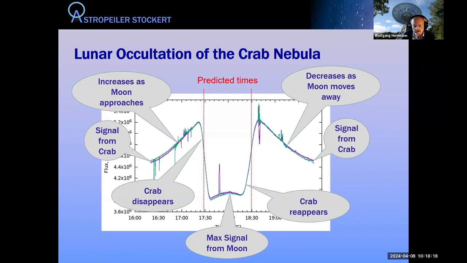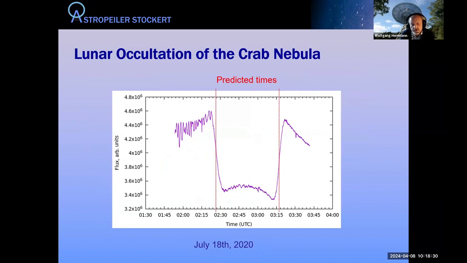So you can see the moon has about 900 Jansky, but in this case, the Crab Nebula has about the same order of magnitude. We had a second observation. The different scenario here in July was that the event happened very, very close to the horizon.